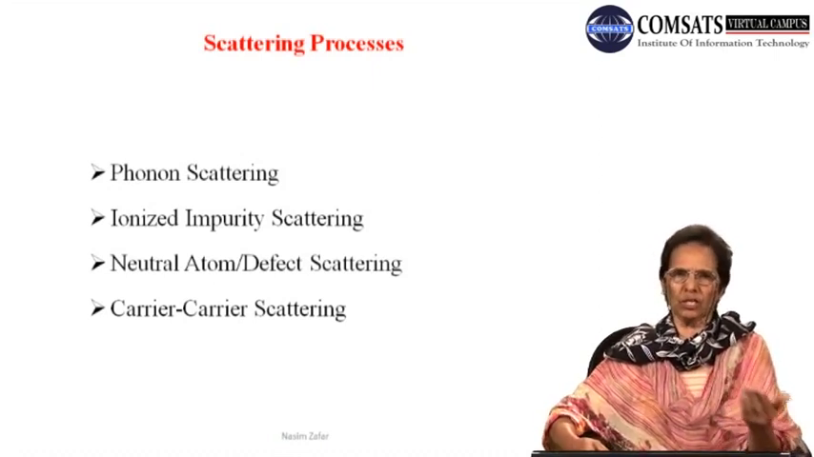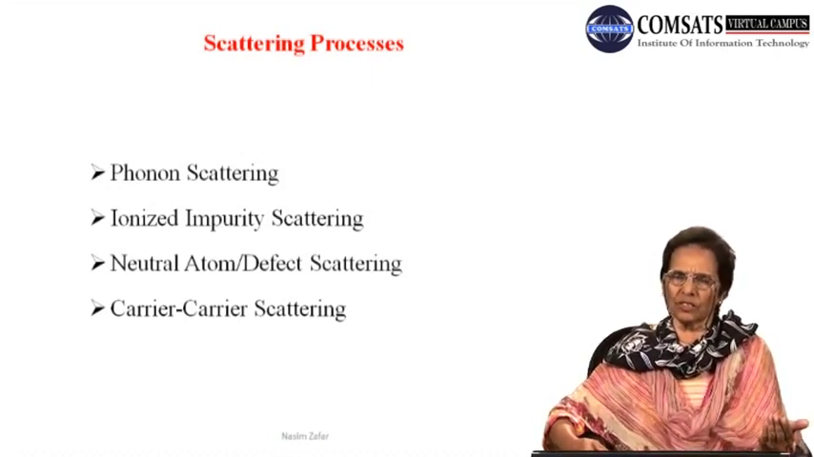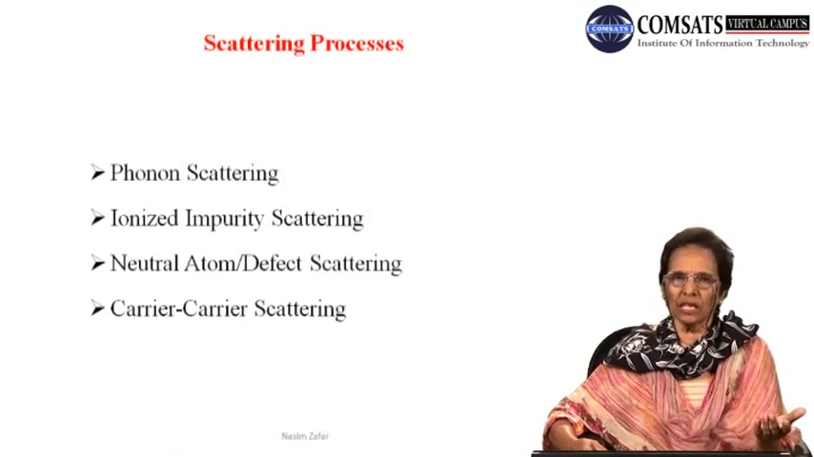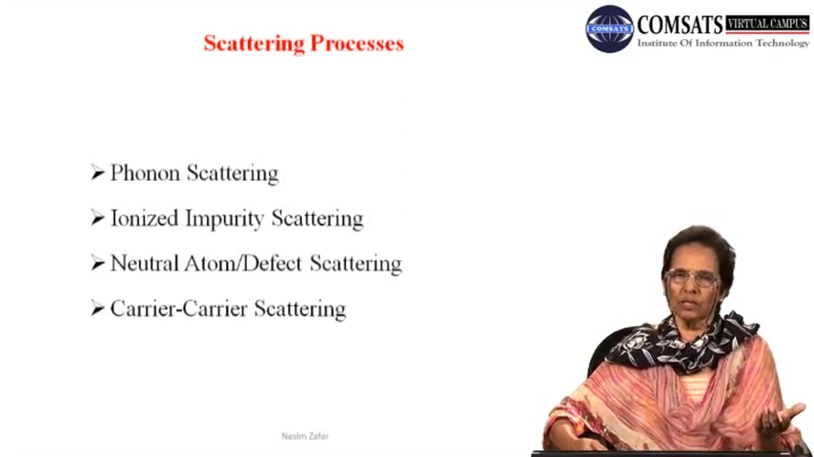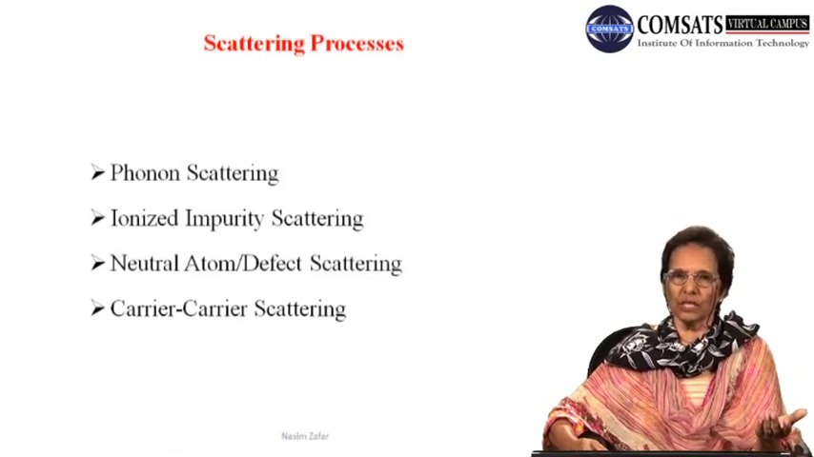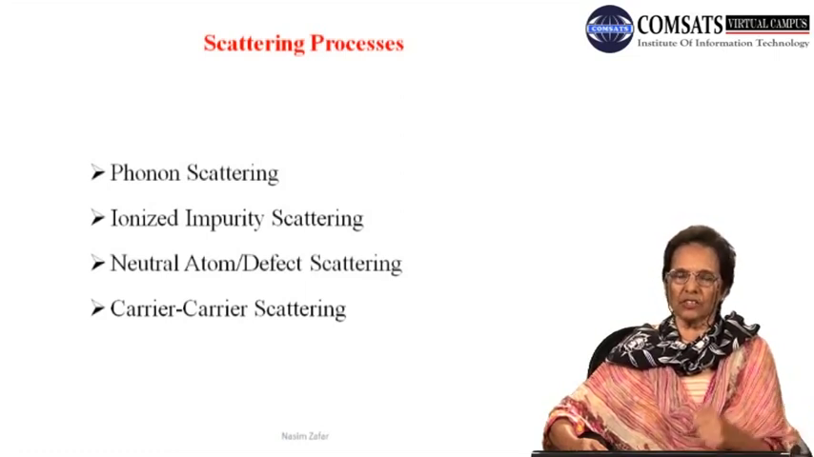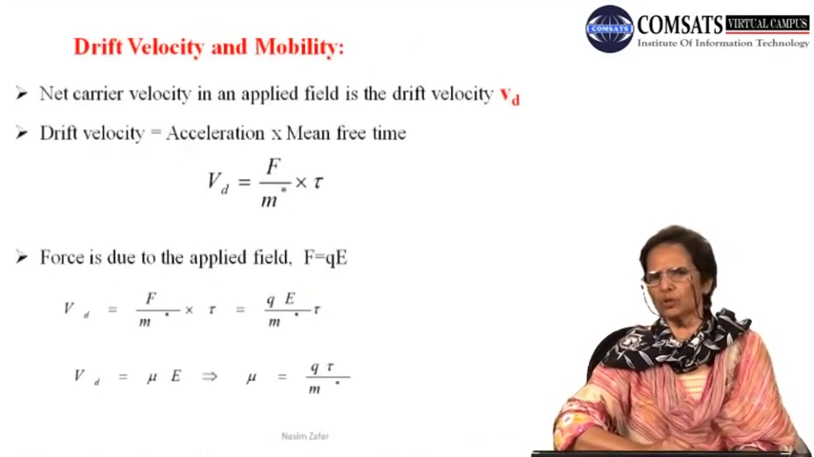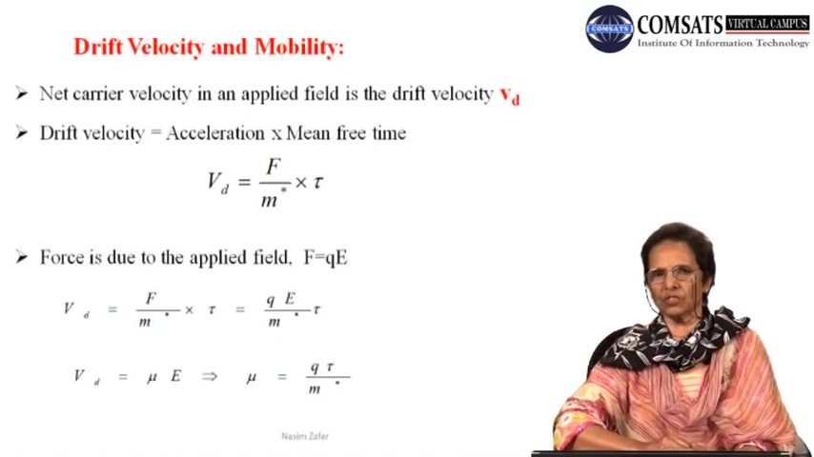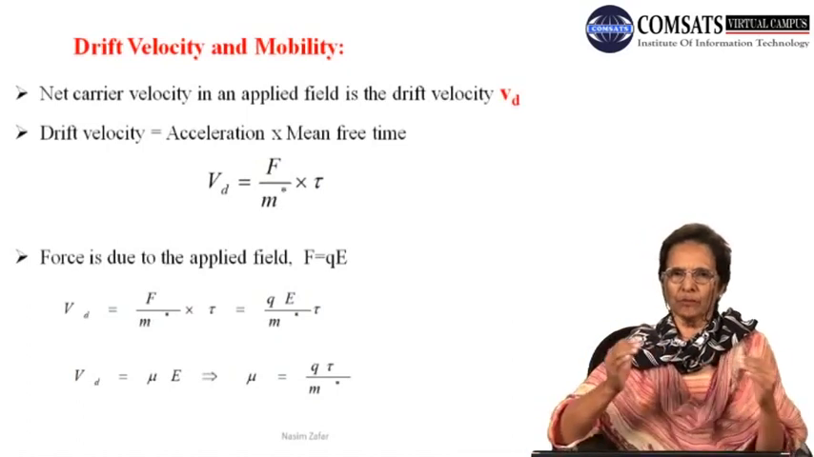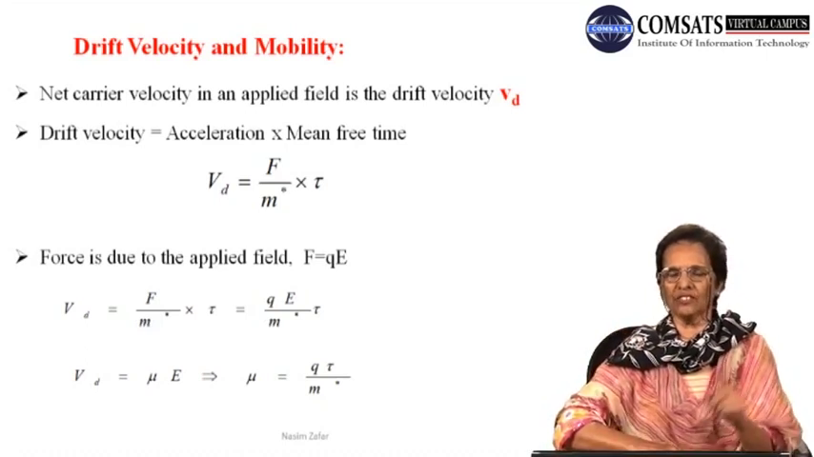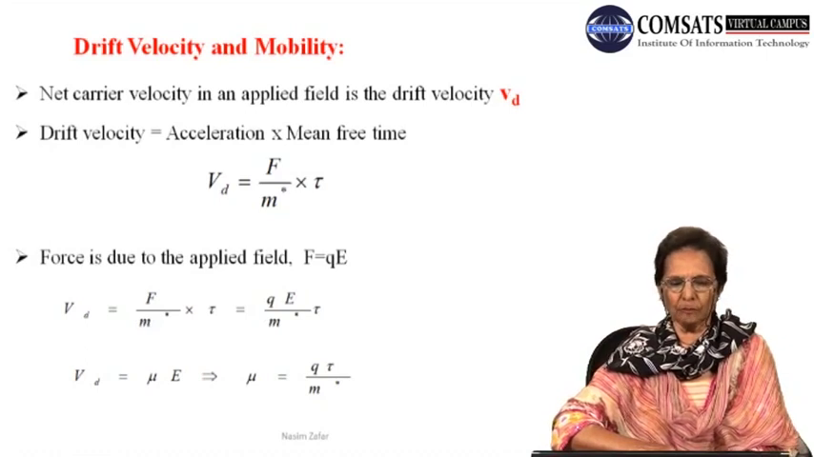So these are quite a long list of scattering centers which cause collisions or hindrance in the motion of the electron when it is moving in the presence of an applied electric field. In the next lectures I shall be discussing only the two important collision centers, namely the vibration of the crystal structure, that is the host crystal lattice atoms, and secondly, the impurity atoms.